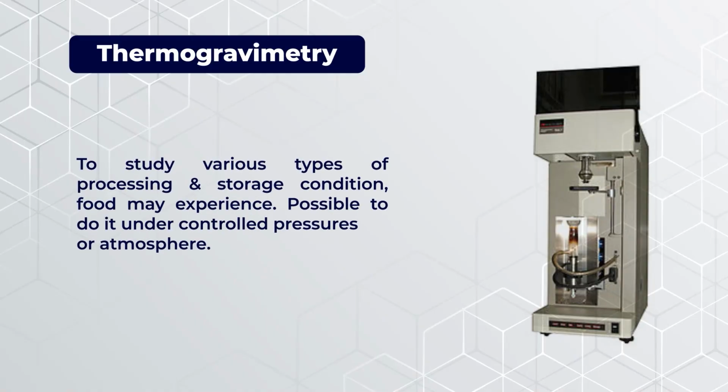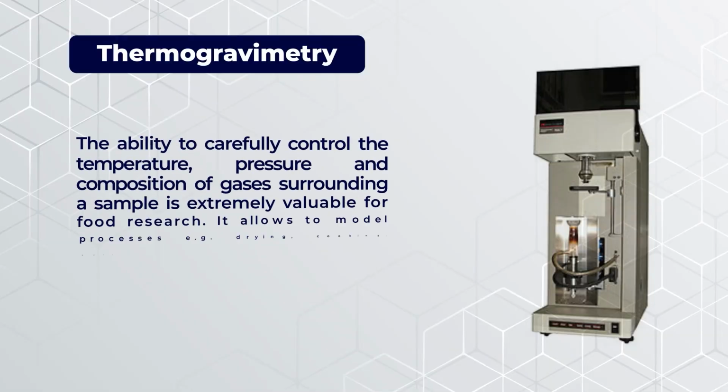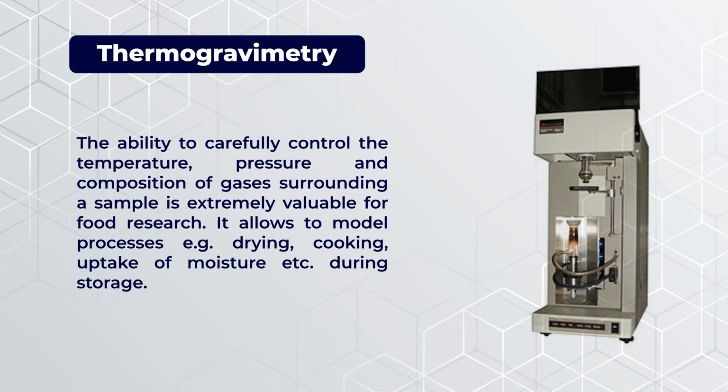To study various types of processing and storage conditions, how the food will behave under different storage conditions and different processing conditions, TGA or thermogravimetry is very useful. It is possible to do it under controlled pressure and controlled temperature. We can carry out thermogravimetry in a nitrogen atmosphere, or under pressure or under vacuum. All that is possible. The ability to carefully control the temperature, pressure and composition is there in all the thermogravimetry equipment.